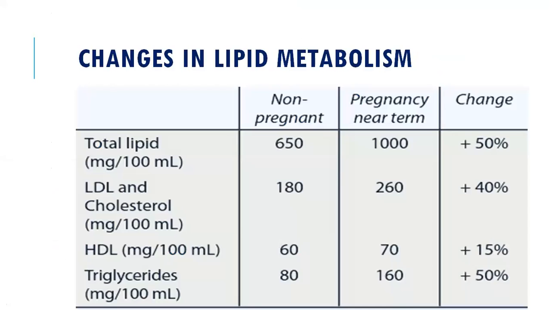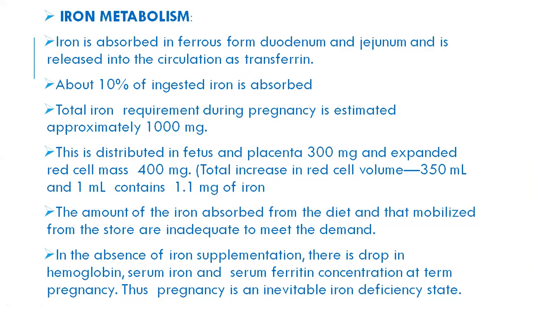So, total lipids in the non-pregnant state is 650. In pregnancy near term, it is 50% increased. LDL is 180, in pregnancy 260, an increase of 40%. HDL is plus 15, triglycerides also increase. So there is a hyperlipidemic-like state in pregnancy.